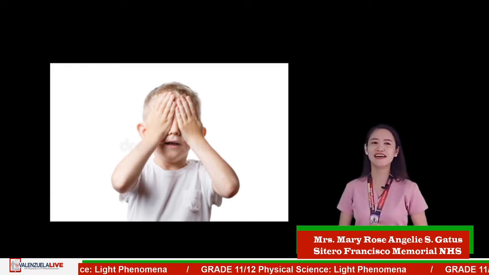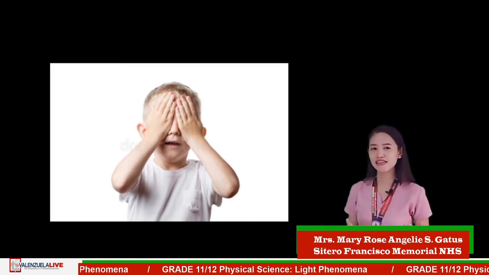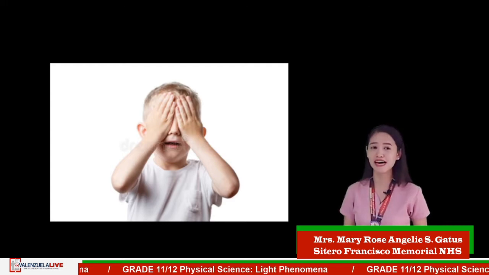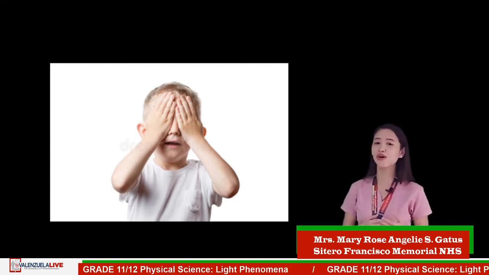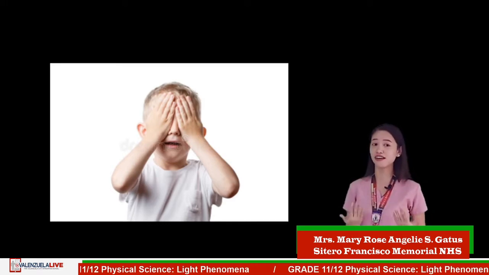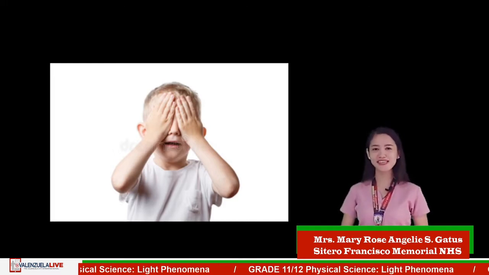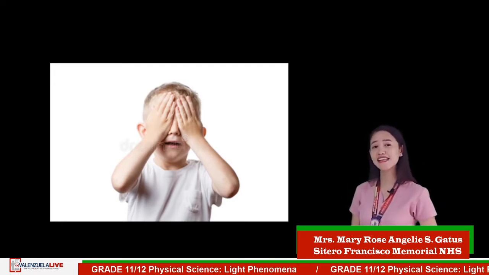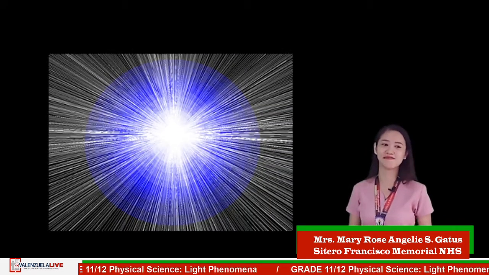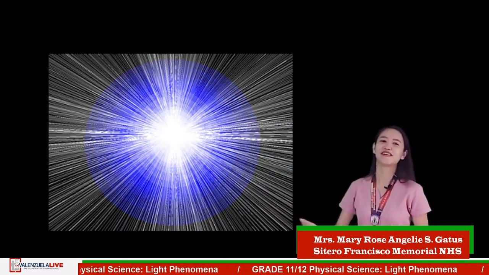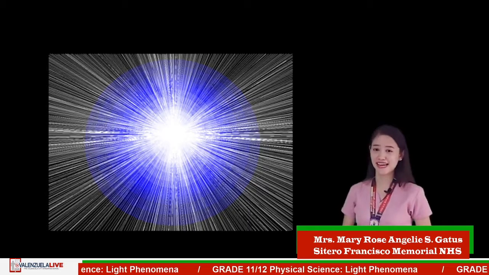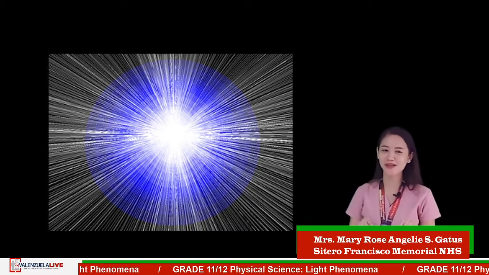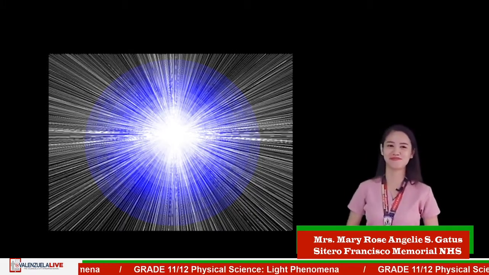Very good. Now, what do you think is the most important element missing in order for us to see different colors? Kindly comment your answers below. That's right. The most important element missing is light. So, what is light? Kindly comment your answers below.